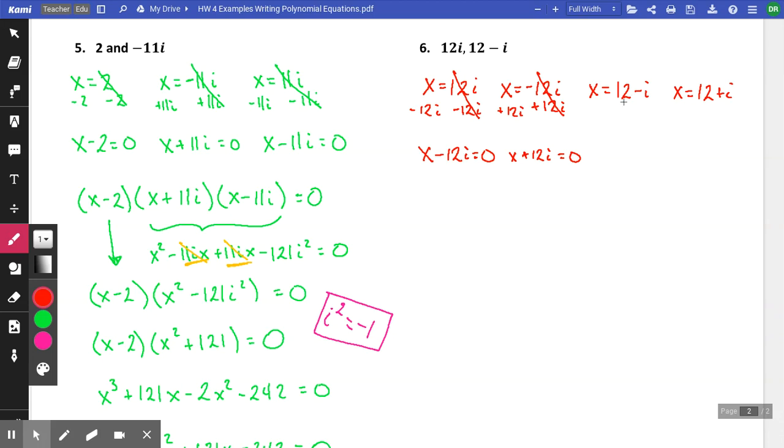Okay, two terms to cancel here. Just go slowly. To cancel 12, we need to subtract. To cancel a minus i, we need to add. So we'll subtract 12 and add i. And that's going to give us x minus 12 plus i equals 0. And very similarly here, we need to subtract 12. And then subtract i to cancel these.